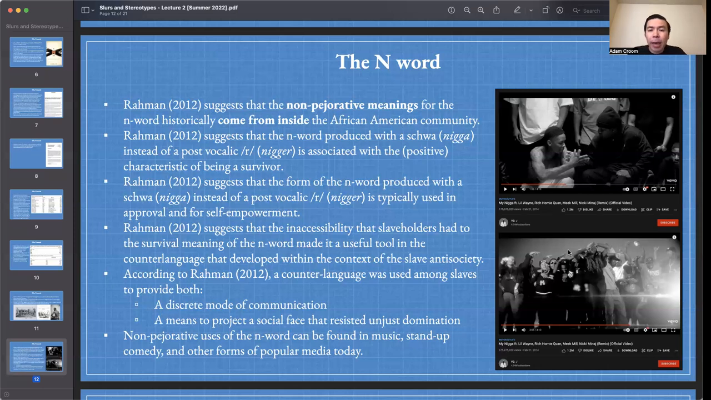According to Rahman, a counter language was used among slaves for at least two purposes. One, to provide a discrete mode of communication, and two, to provide a means to project a social face that resisted unjust domination. Okay, so this counter language is both sort of like a secret code way of speaking to other in-group members, but also a way to preserve our social face.